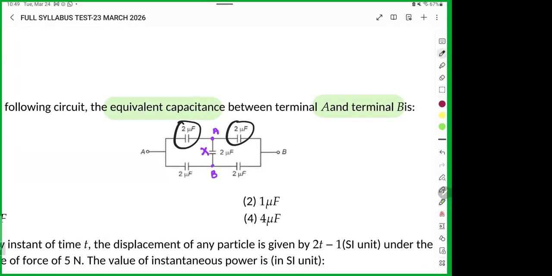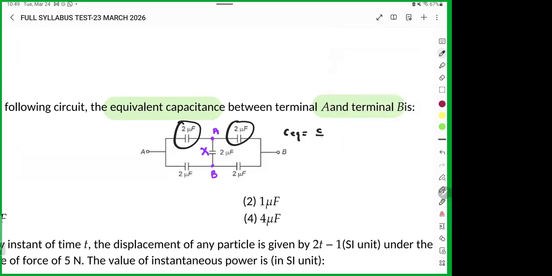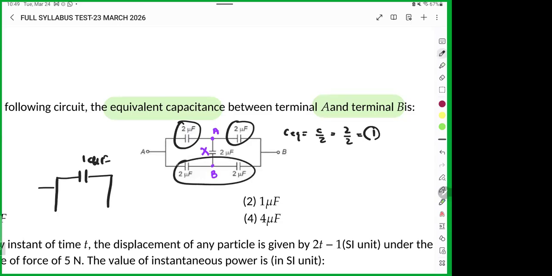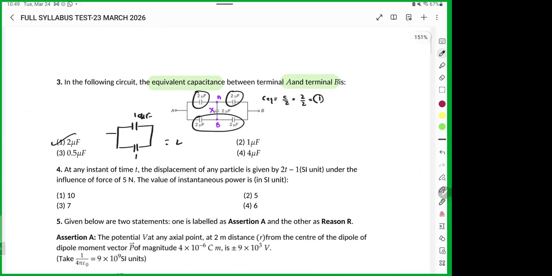To yahan pe kya hoga? 2 hai aur is if you calculate equivalent C by 2, what is the C value? 2 by 2. Net will be 1 microfarad. Same here. 1 microfarad. 1 plus 1, 2. Do you have two in the options? Yes. Tell me, guys, was it really difficult as of now?